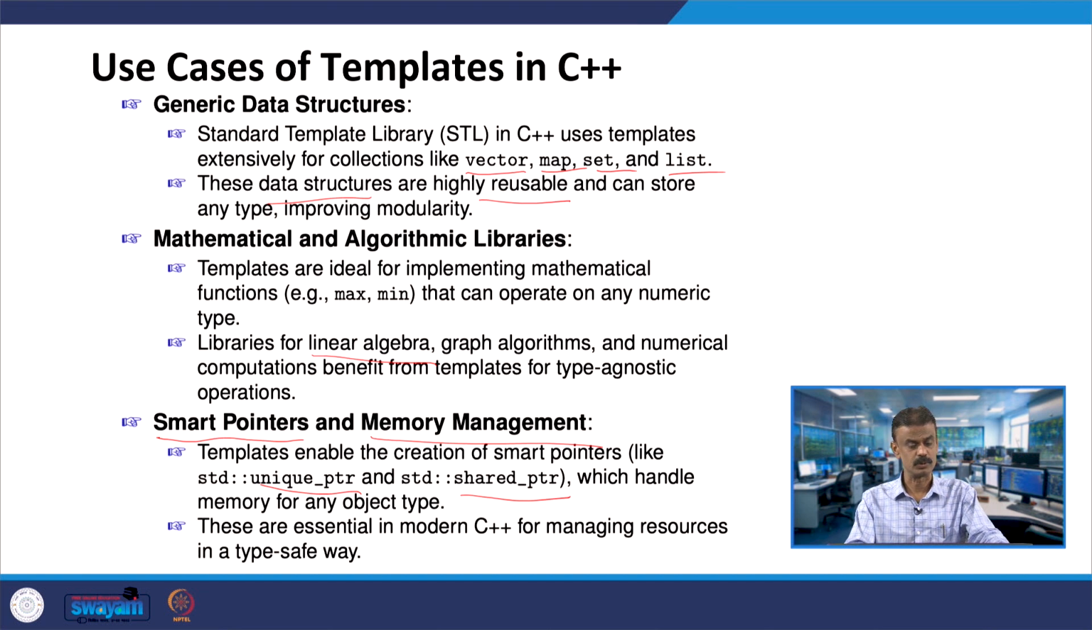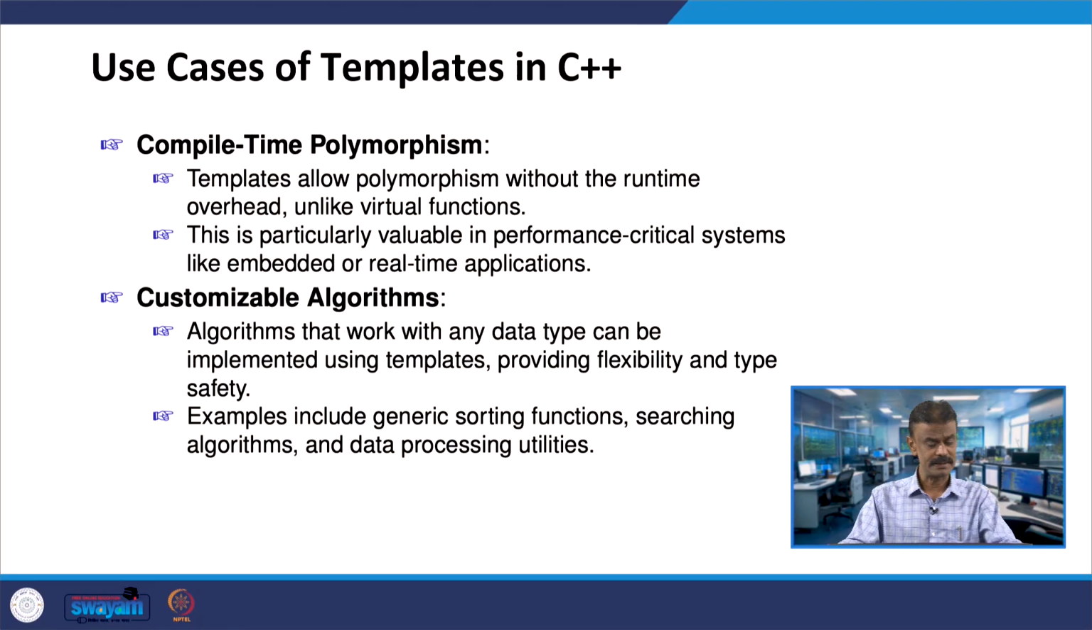Generic data structures you can use, like a vector, map, set, list and linked list, etc. So many you can go through that, and mathematical and algorithmic libraries with the help of templates. Also, for memory management we can use smart pointers. Also, you have some more use cases, like compile time polymorphism.